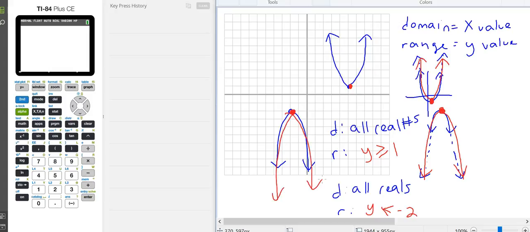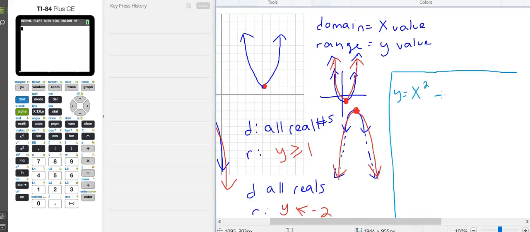Let's say, however, you're just given an equation. Let's say you're given the equation y equals x squared plus 5x plus 1. Without graphing it on paper, how do you know what the range is going to be? You could graph it on your calculator and have your calculator tell you what the minimum or maximum point is, and then it's very easy to figure out the range.